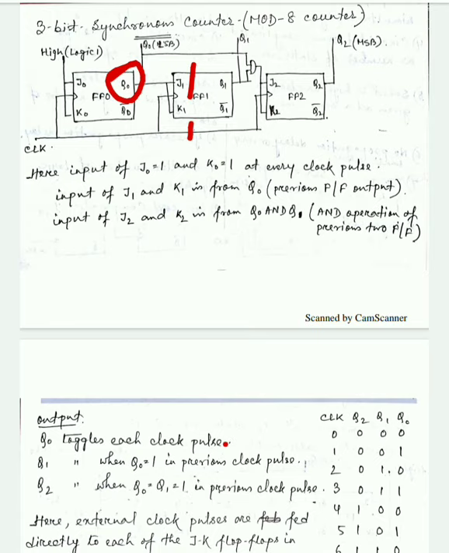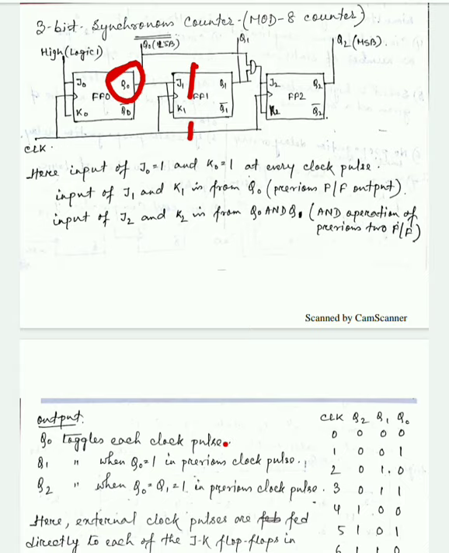So Q1 toggles when J1 and K1 are 1. As the value of J1 and K1 comes from Q0, we can say that Q1 toggles when Q0 is 1. So Q0 being 1 means J1 and K1 are 1, and that means Q1 toggles. Always remember it is for the previous clock pulse, not the same clock pulse.